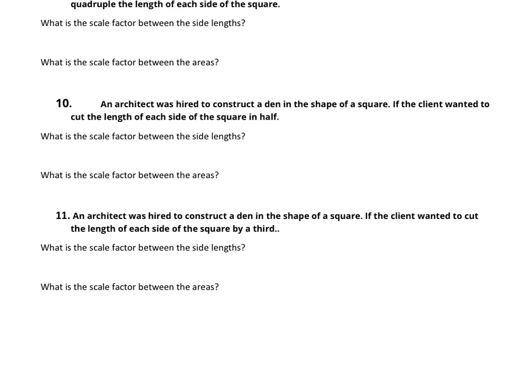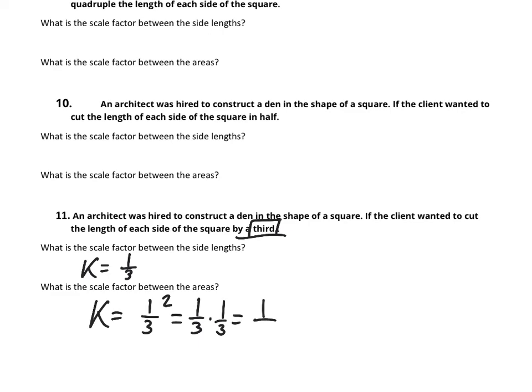It says an architect was hired, it's the exact same problem. But this time they're going to scale it down by a third. So my scale factor for the side lengths is going to be 1/3. The scale factor for the area is going to be 1/3 squared, which is the same thing as 1/3 times 1/3, and that's 1/9. If you have any questions on this, guys, come to tutorials so I can help you out on it.